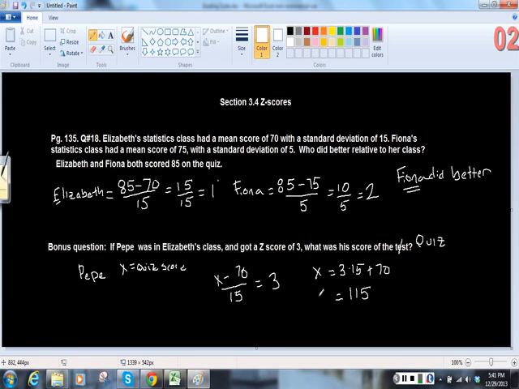Wow, good job, Pepe. So Pepe scored, what was his score on the test? Pepe scored 115. Good job, Pepe. And that is how you do z-scores. Hopefully that helped.